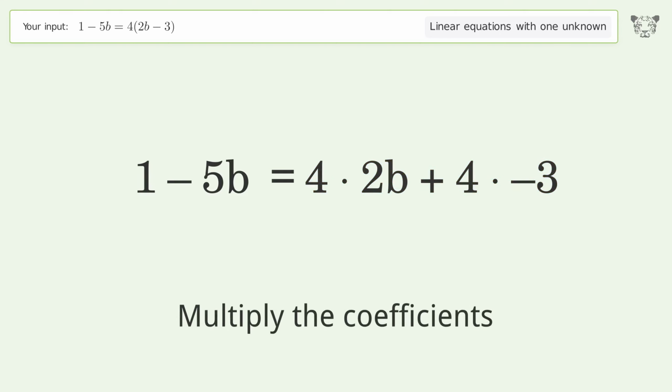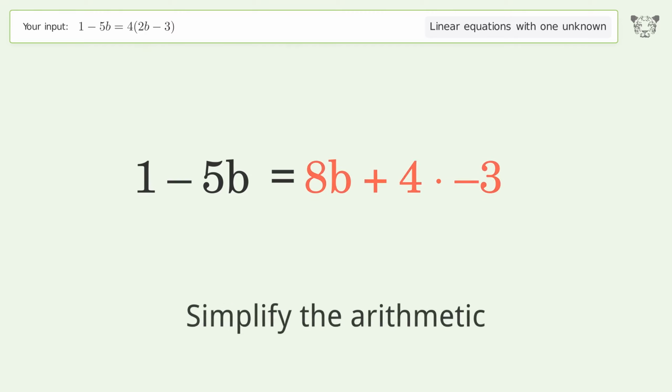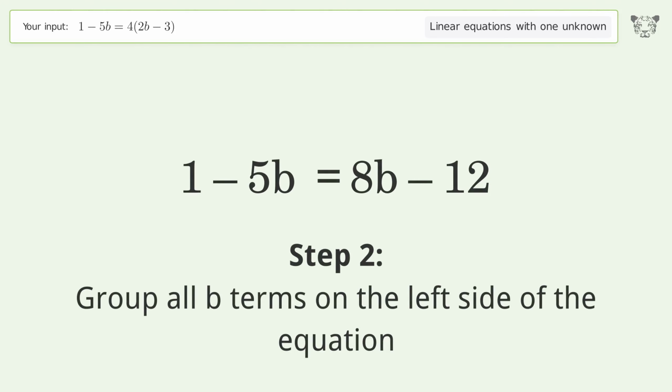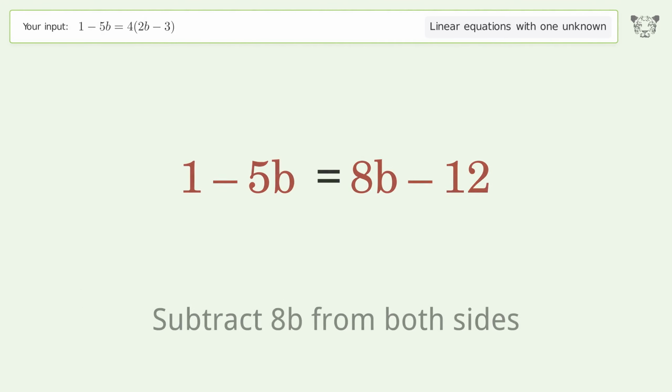Multiply the coefficients. Simplify the arithmetic. Group all b terms on the left side of the equation. Subtract 8b from both sides.